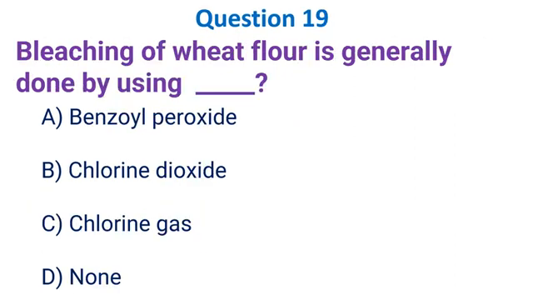Question number 19. Bleaching of wheat flour is generally done by using, options are option A benzoyl peroxide, option B chlorine dioxide, option C chlorine gas, option D none. And the correct answer is option A benzoyl peroxide.